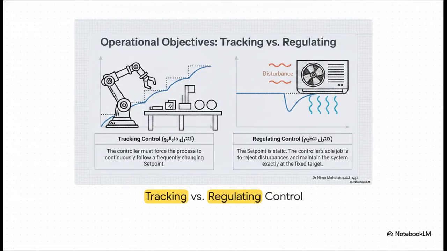Once we have a closed loop, we generally have two different goals. In tracking control, the controller forces the process to chase a target that keeps moving, like a robotic assembly arm quickly moving to different weld positions on a car door. But in regulating control, our set point is just a static, flat line. Here, the controller's only job is to fight off disturbances to stay on that line, kind of like an industrial air conditioning system fighting off the blazing summer heat to keep a server room perfectly cool.